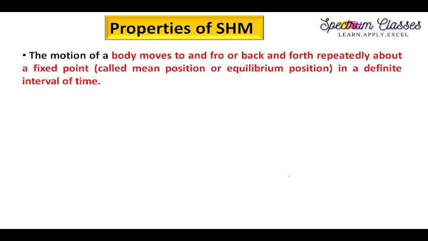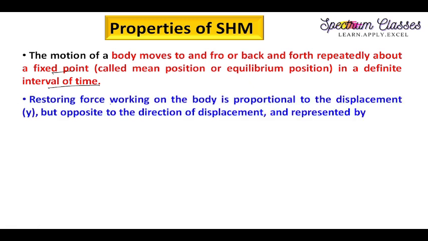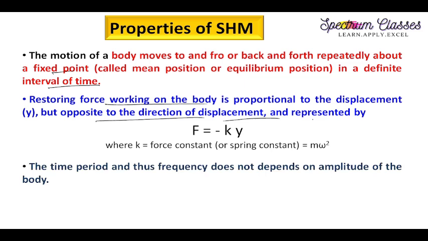Properties of simple harmonic motion: the motion of a body moves to and fro, back and forth repeatedly about a fixed point, which is called its mean position or equilibrium position, in a definite interval of time. So the first condition is this. Second, the restoring force working on the body is proportional to the displacement but in the opposite direction to the displacement, represented here, which we have discussed already.